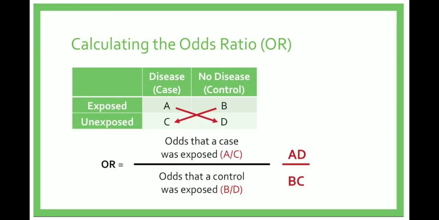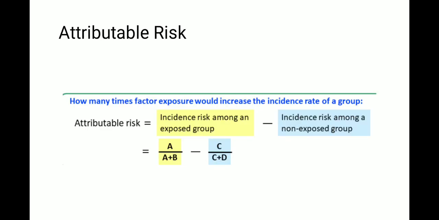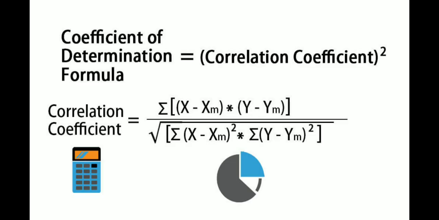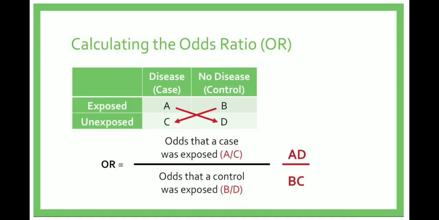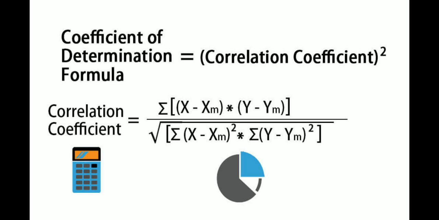Okay, odds ratio, you can see the formula of odds ratio. It is the odds that a case was exposed, A divided by C, over the odds that a control was exposed. So basically it is AD divided by BC.